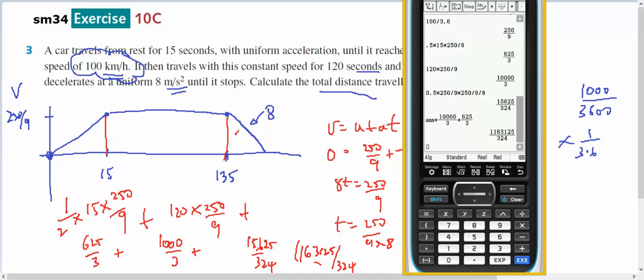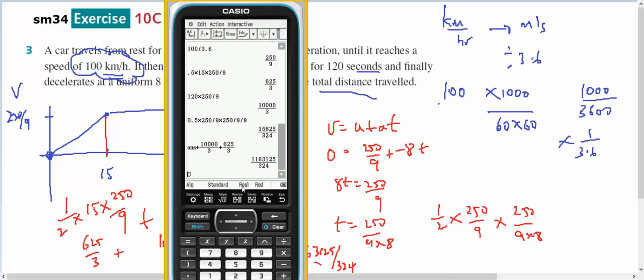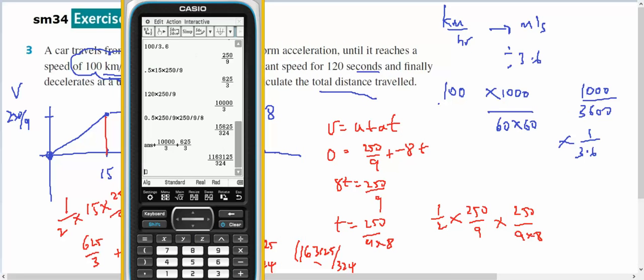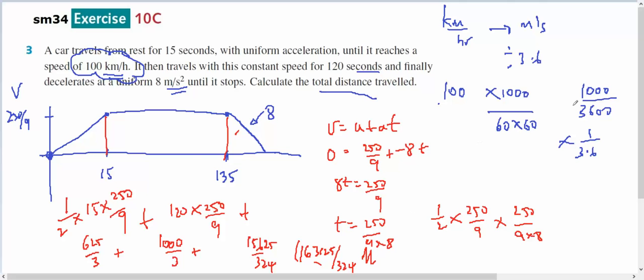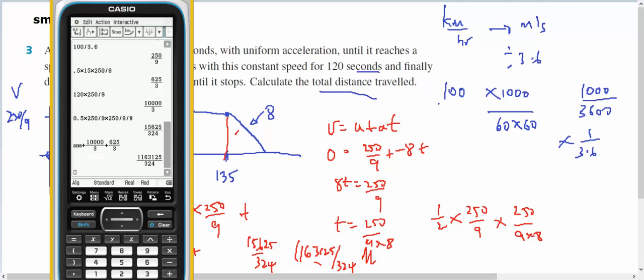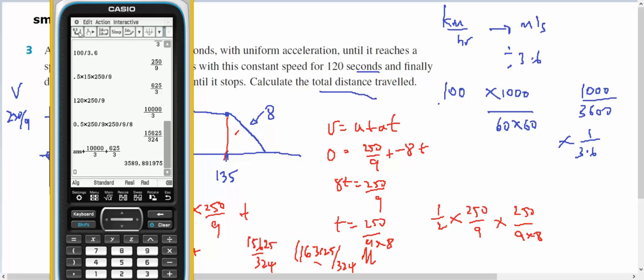And jumping on my calculator, I get this first bit has been 625 on 3. This rectangle in the middle is 1000 divided by 3, and this triangle on the end is 15625 on 324. Adding all that together gives this distance, which is my distance travelled. And if I turn that into decimal, that gives me an answer of 3,589.89 metres.